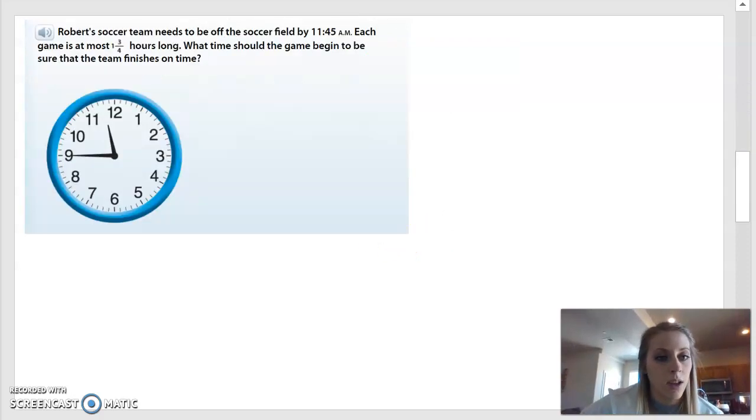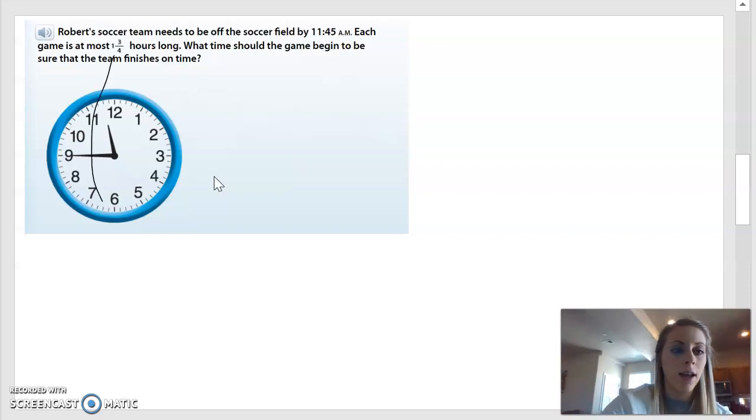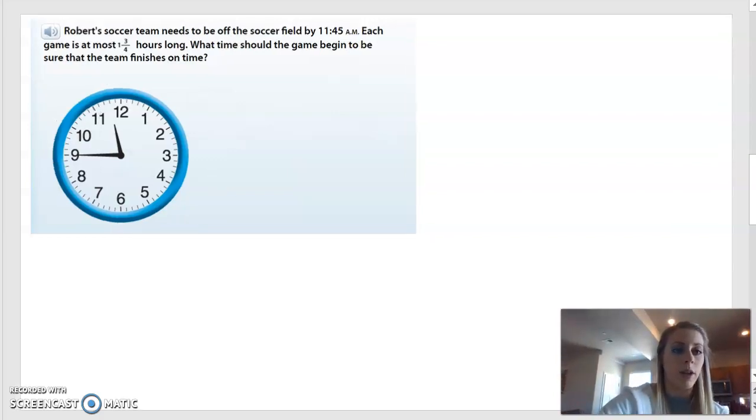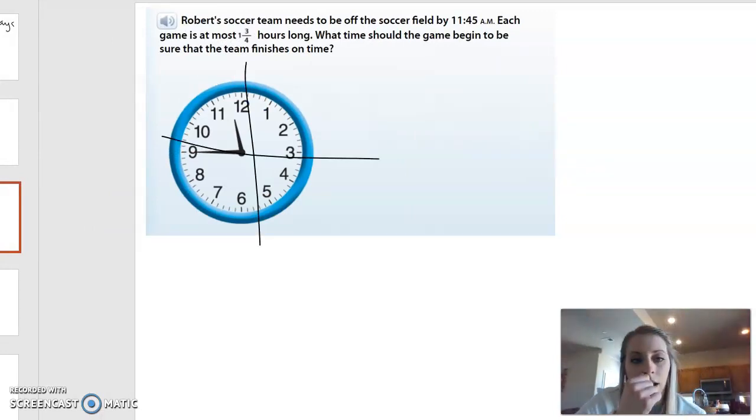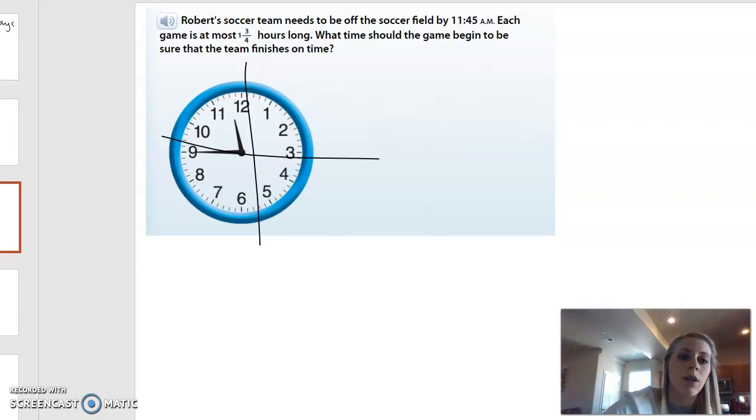Okay, moving right along. So this next question asks, Robert's soccer team needs to be off the soccer field by 11:45 a.m. Each game is at most 1 3/4 hours long. What time should the game begin to be sure that the team finishes on time? So what I'm going to do here, 5th grade, is I'm going to cut my clock into fourths. Okay? So if we cut our clock into fourths, he is using 3/4 of their time.